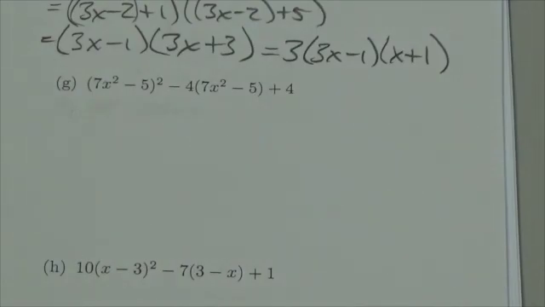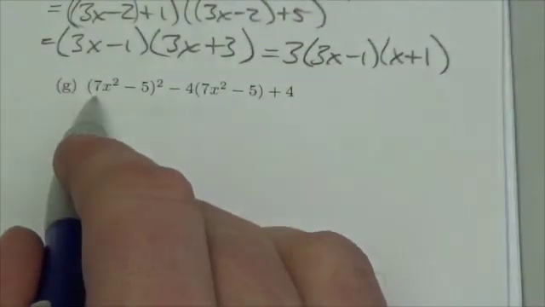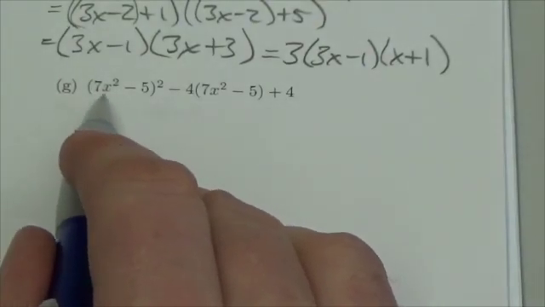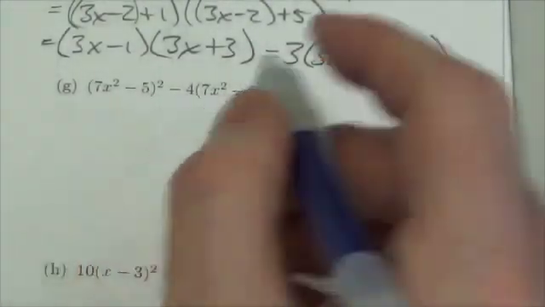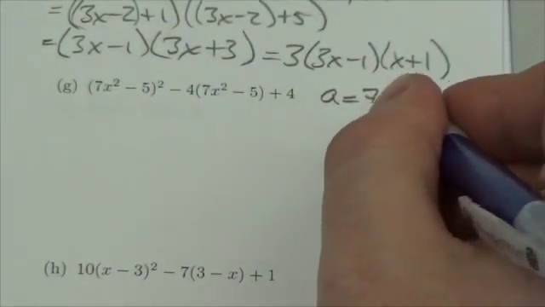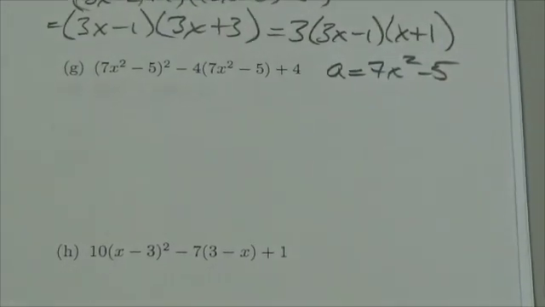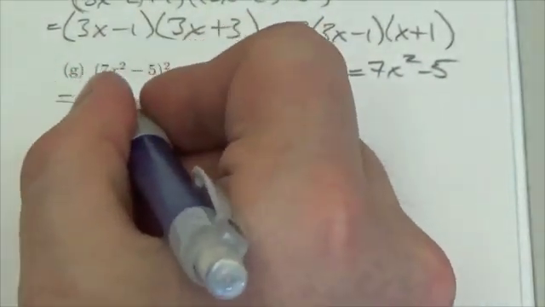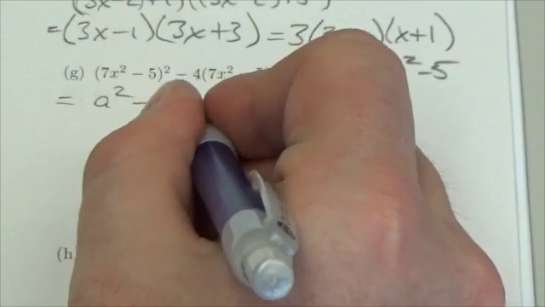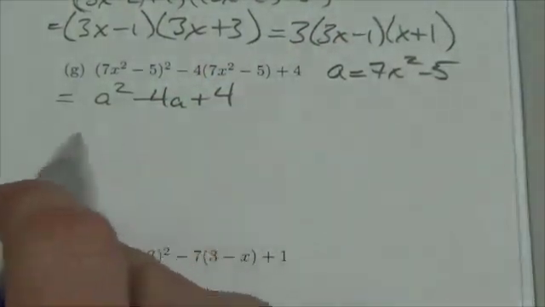All right, let's take a look at 3G, the factoring review. I've got this binomial here, 7x squared minus 5, and it shows up twice there. So I'm going to introduce a variable here. Let's call it a, and I'm going to let a be 7x squared minus 5, so that I can do the substitution to make this a squared minus 4a plus 4. And now I'm going to factor this right here.